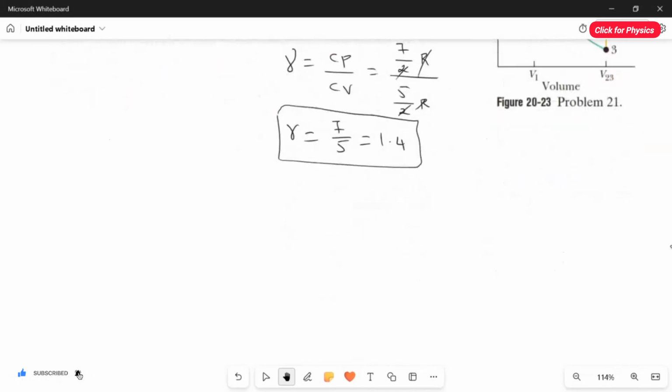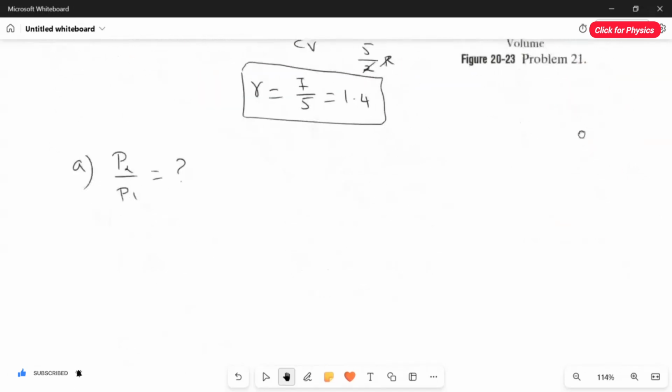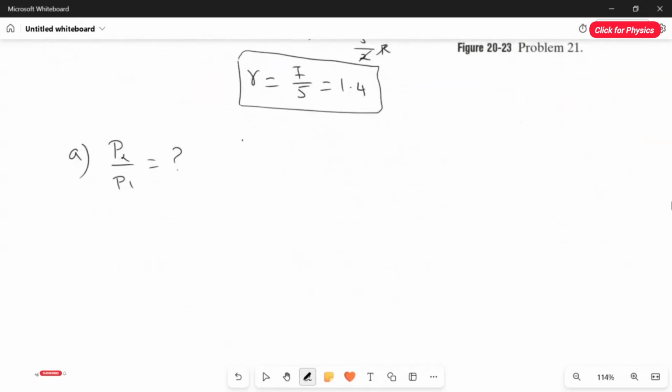So let's write the given first for the first part. In the first part, we are going to find P2 over P1. From the graph, from point 1 to 2, the curve refers to isothermal, right? Isothermal means the temperature is constant. That means the temperature at point 1 is equal to the temperature at point 2. That means T1 is equal to T2.